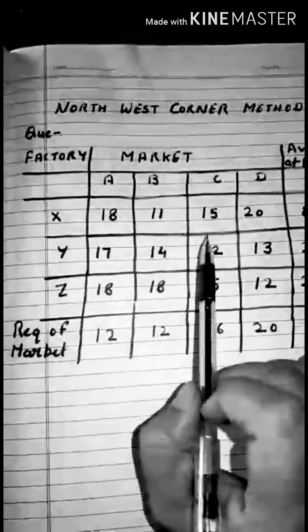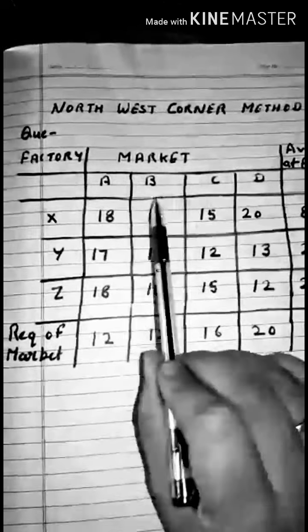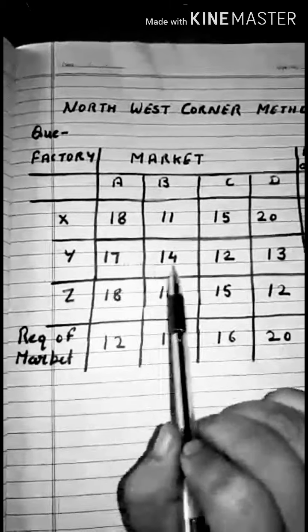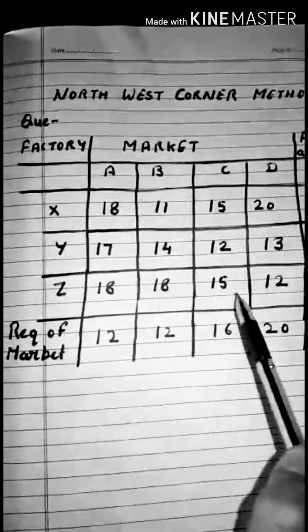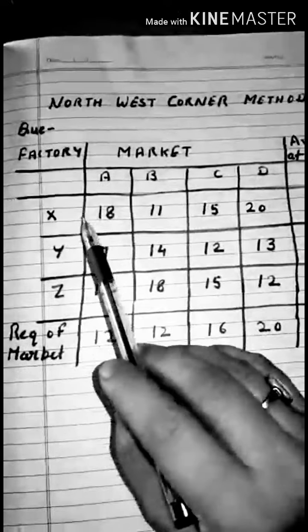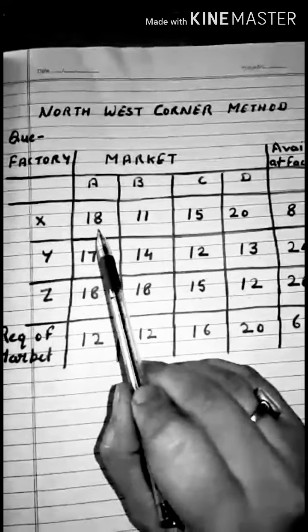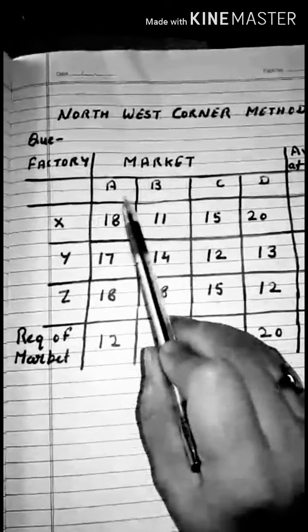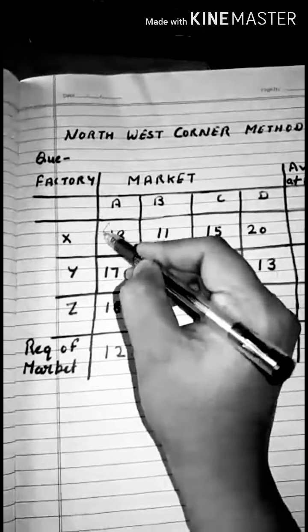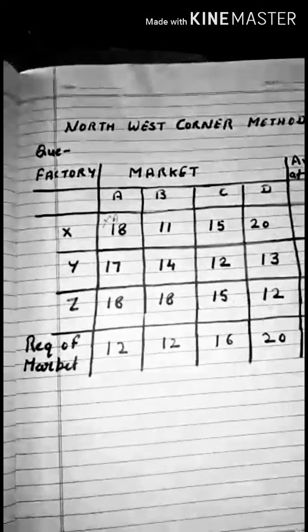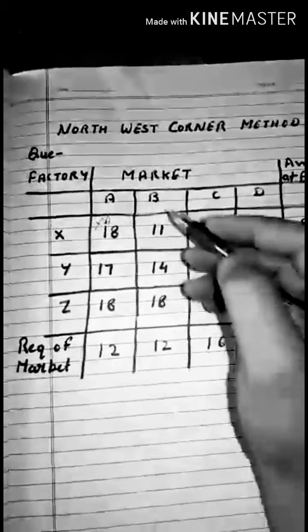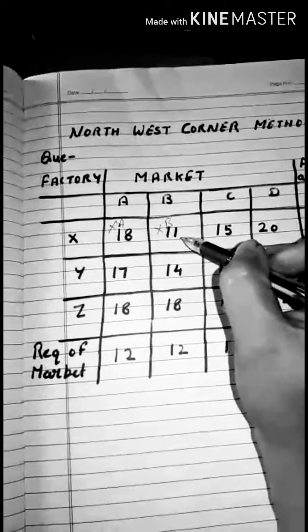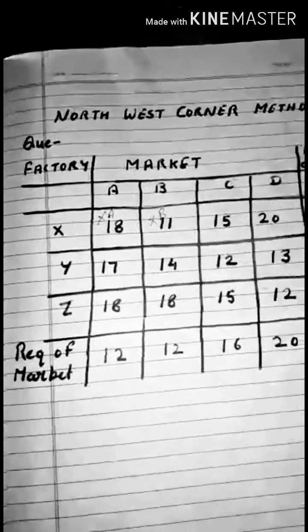Student, as you can see, I have already prepared the table. In this table, 18, 11, 15, 20, 17, 14, 12, 13, 18, 18, 15, 12 each represent the cost of each cell. Just like this cell is represented by XA cell. Okay, in the same way we can say this is XB cell. 11 represents the cost of XB cell.